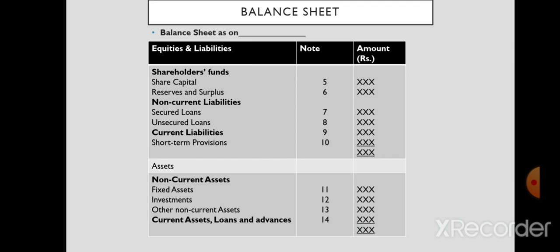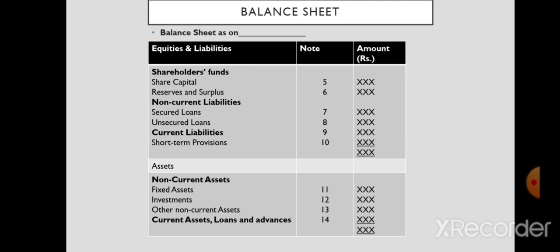Then under note 7 we will calculate secured loans like mortgage loans, debentures, and if any outstanding interest on debentures, that will be added to arrive at the total secured loans. Under note 8 we will be arriving at the unsecured loans, that is, any bank loan without any security. If you have taken any bank loans, that will be considered here. Then any loans taken from subsidiary companies and any fixed deposits from the public, all these will be considered to arrive at unsecured loans under note 8.